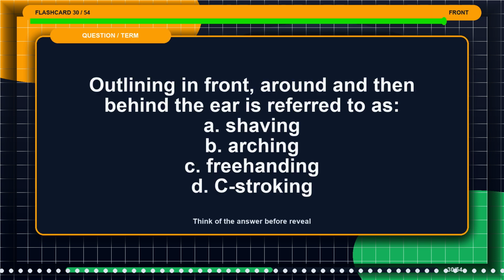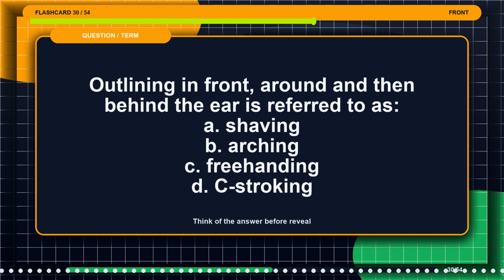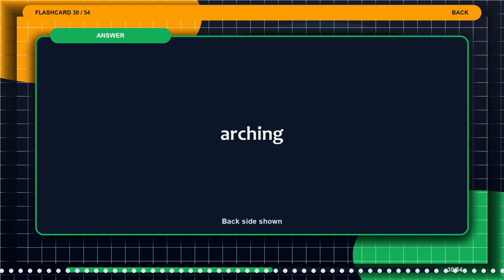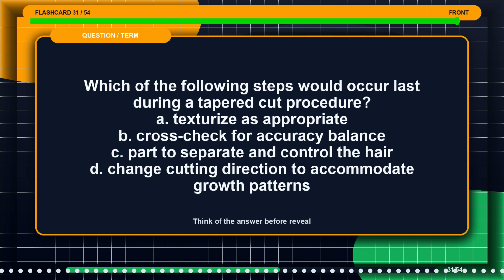Flashcard 30. Outlining in front, around and then behind the ear is referred to as: A, shaving; B, arching; C, freehanding; D, C stroking. Pause and think of the answer before the reveal. The answer is arching.